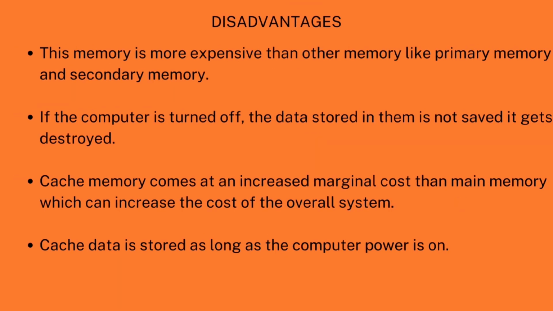Disadvantages of cache memory: this memory is more expensive than other memories like primary memory and secondary memory. Cache stores the data temporarily. If the computer is turned off, the data stored in them gets destroyed. Cache memory comes at an increased marginal cost than main memory, which can increase the cost of the overall system. Cache data is stored as long as the computer has power.